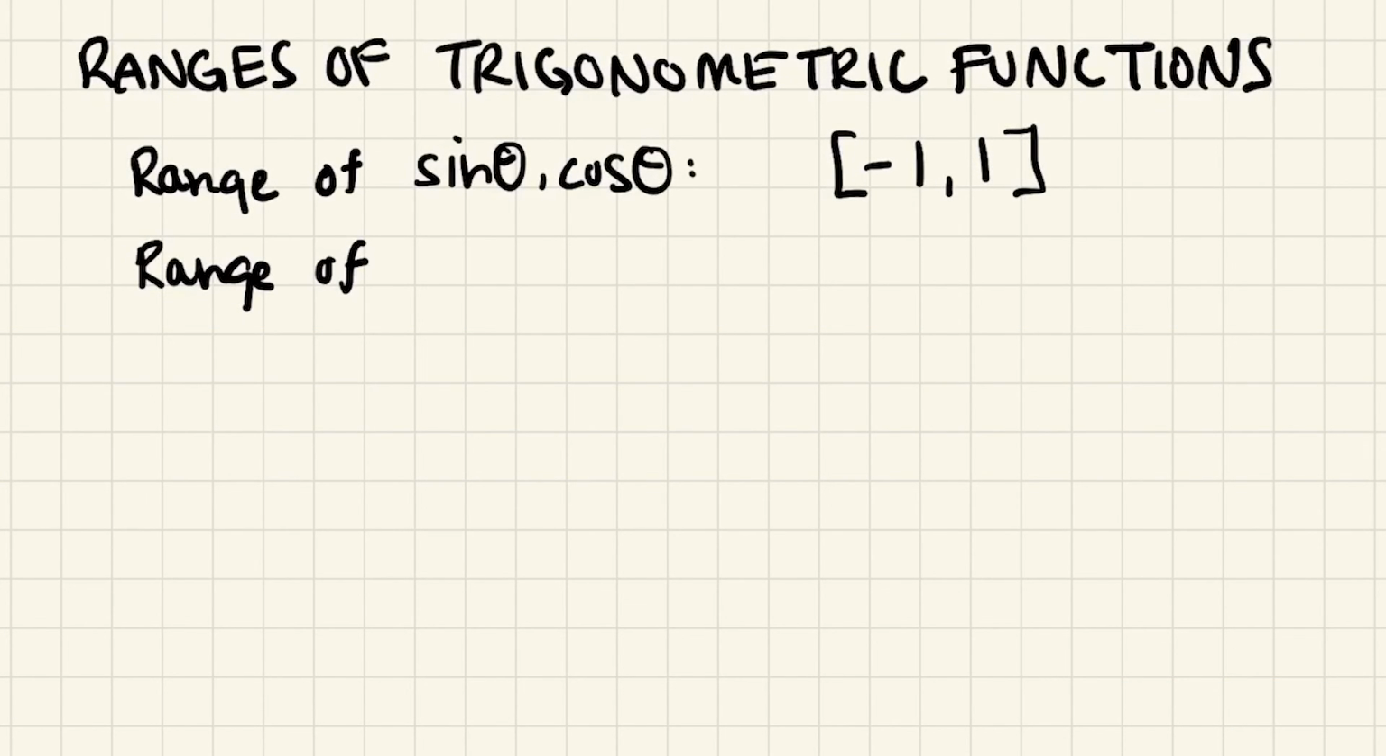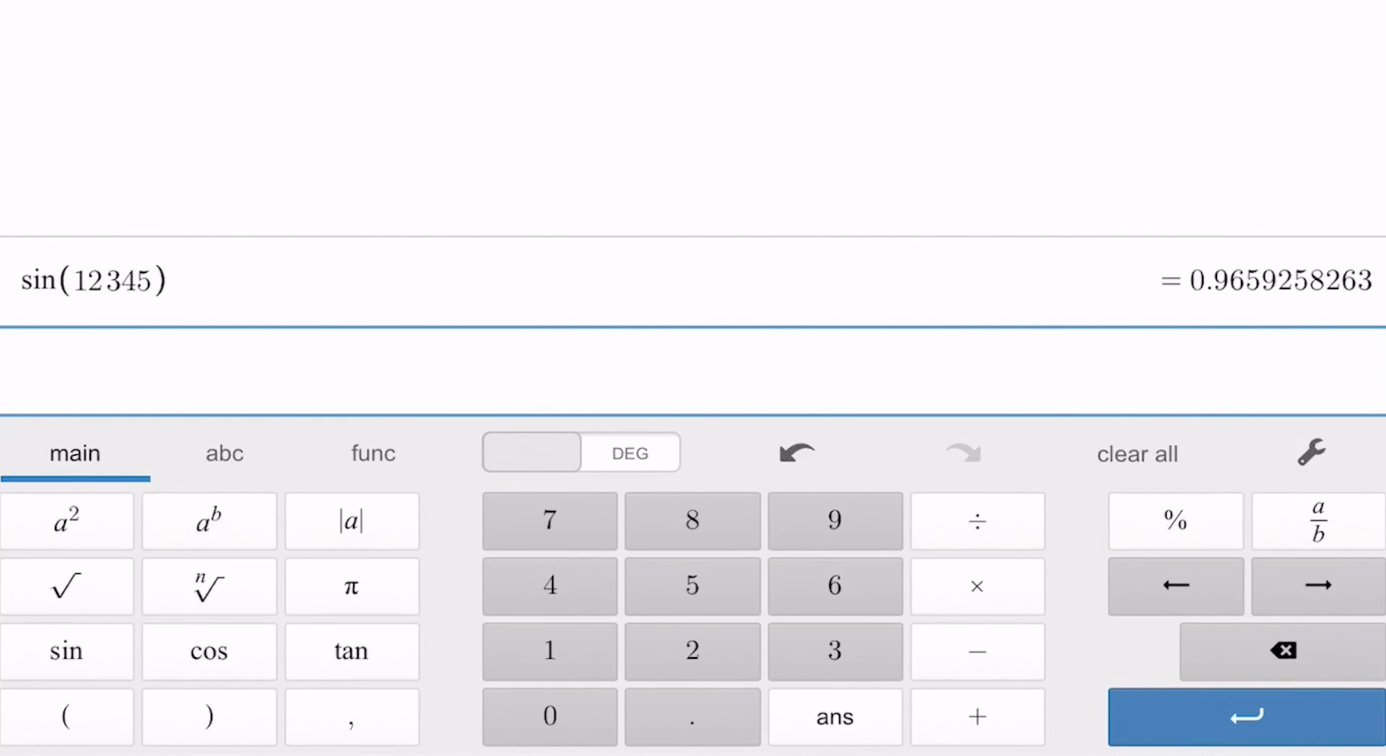Okay, however, tangent and cotangent, consisting of x and y, can be any ratio. So their ranges are -infinity to +infinity. So you could get any number out of tangent or cotangent. Let's go tangent of 1, 2, 3, 4, 5. And here we get -3.7.